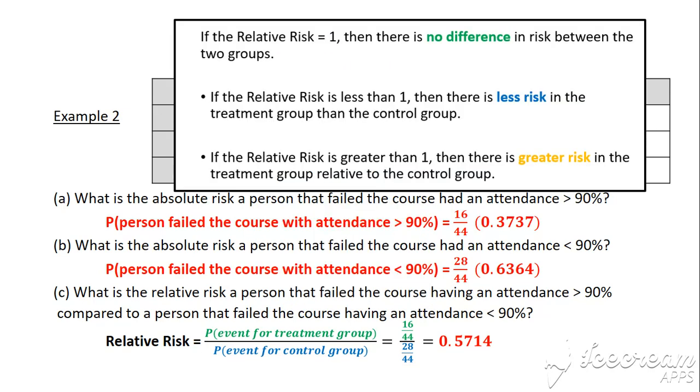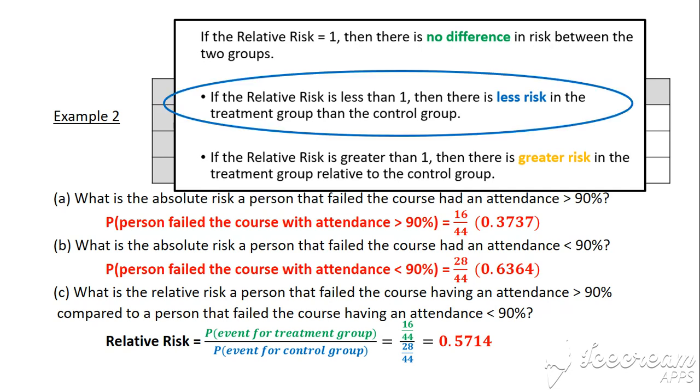Now, coming back to this information, remember if the relative risk is less than 1, there is less risk in the treatment group. Now, the treatment group are those who had an attendance greater than 90. So there's less risk of failing for those who had an attendance greater than 90.